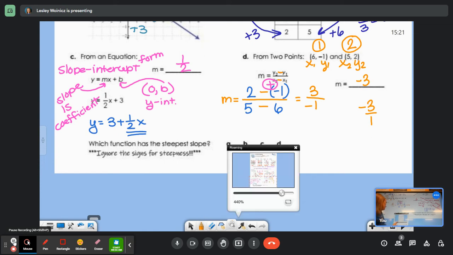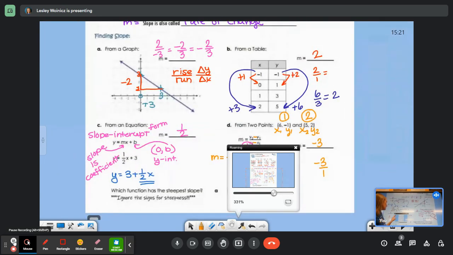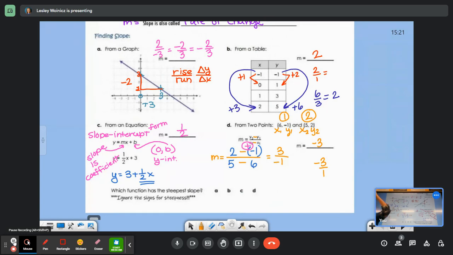Before, we had pictures and we could see which one had the bigger change in y and was steeper, and which one had a smaller change in y and was more flat. But for these, we don't have a picture of all of them. What we're looking for is which one has the bigger number, ignoring signs, on the top and a little tiny baby number on the bottom. Which one has the biggest number on top compared to the denominator?